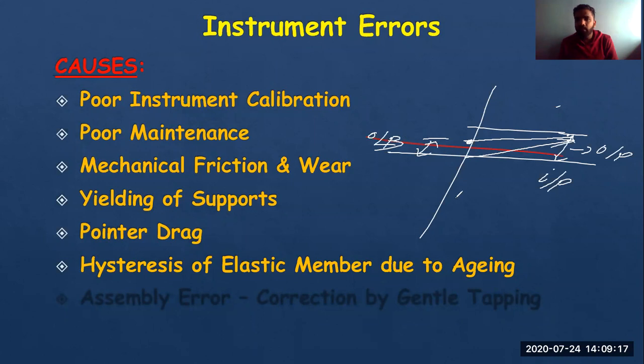Matlab the change when I am increasing the input value, and when I am decreasing the input value, it is giving me some different output. So such kind of errors are called hysteresis. These characteristics are called hysteresis. So if there is some elastic member which is not able to come back to its normal position, it might be due to aging with time factor. Such kind of error is called hysteresis. Hysteresis is also an instrument error.